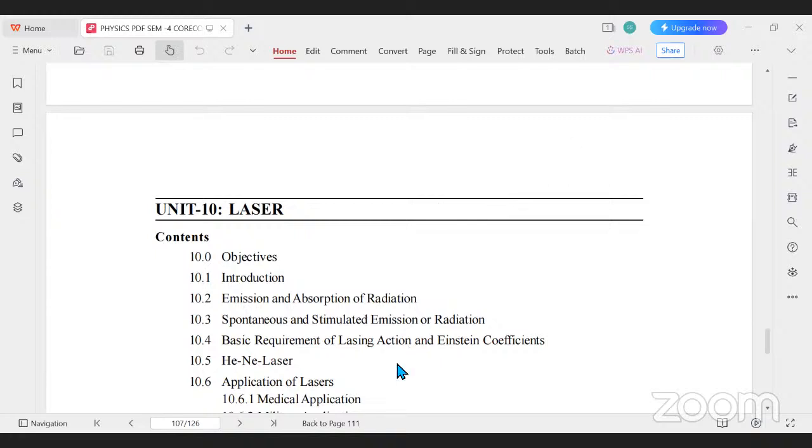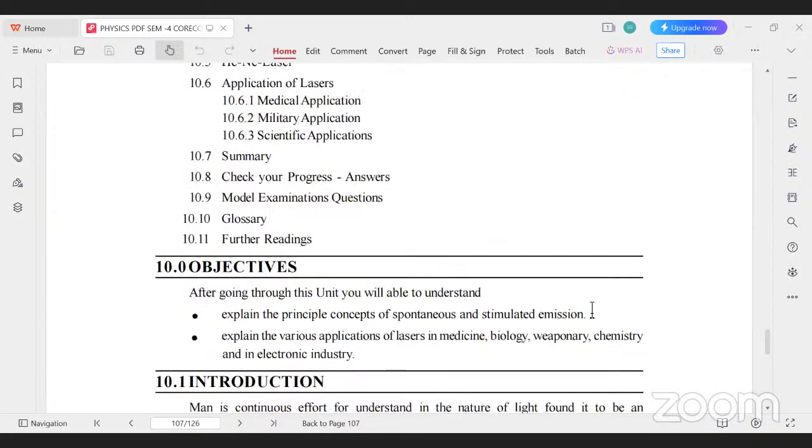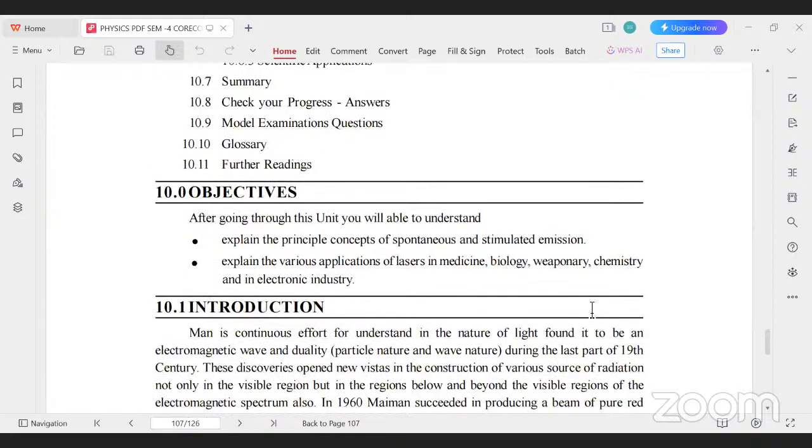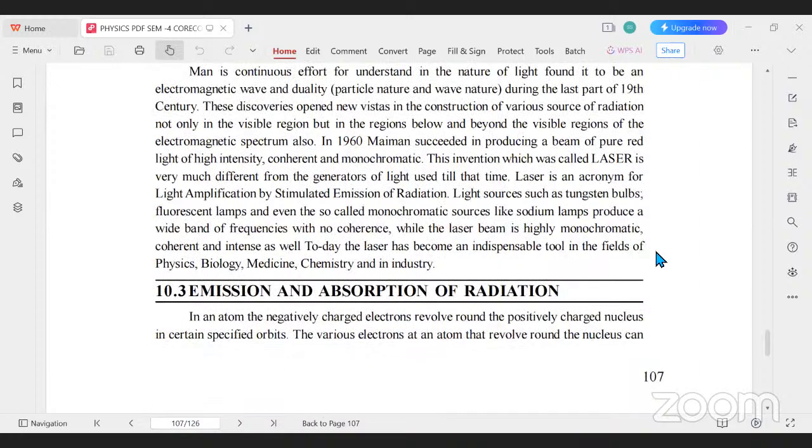Emission and absorption. Yesterday I already discussed the introduction, how this is helpful for the particle in nature, that is wave nature, and how this laser is going to help. So today we are going to discuss the topic of emission and absorption of radiation. Yesterday I already told how this radiation takes place.